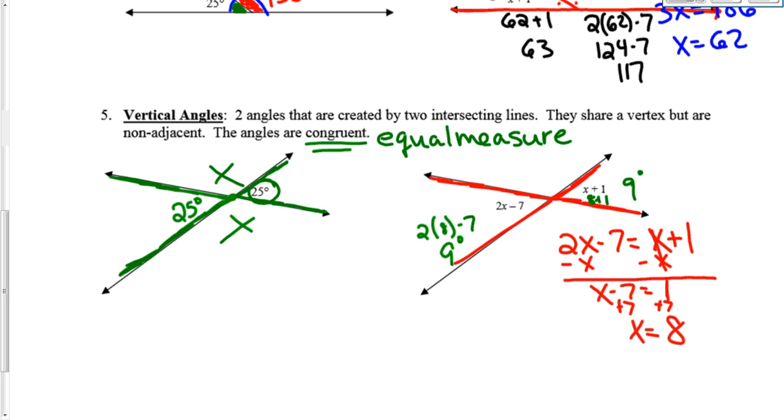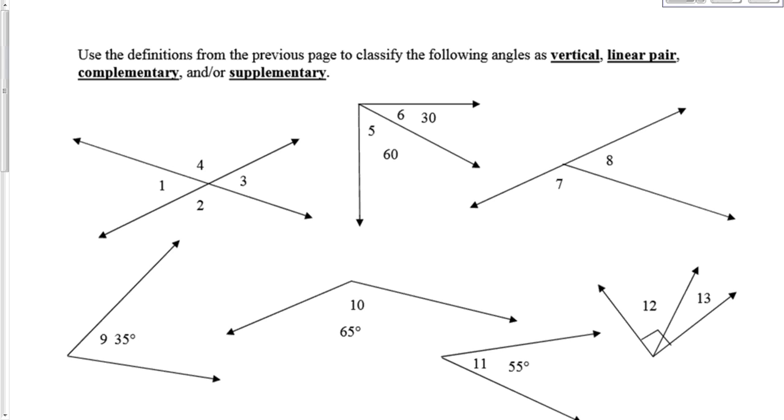All right, let's go ahead and flip the page. Here are your directions. When I'm done reading them, please pause the video. Do this exercise on your own. When you're ready, press play and check out your answers. What we would like you to do is to use the definitions from the previous page to classify the following angles as vertical, linear pair, complementary, and/or supplementary. So you're going to take a look at the angles and decide what angle relationships you notice. And I would just like to point out that some of them may be multiple answers.